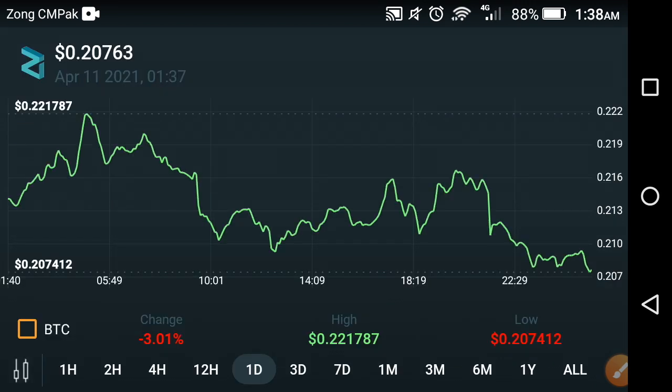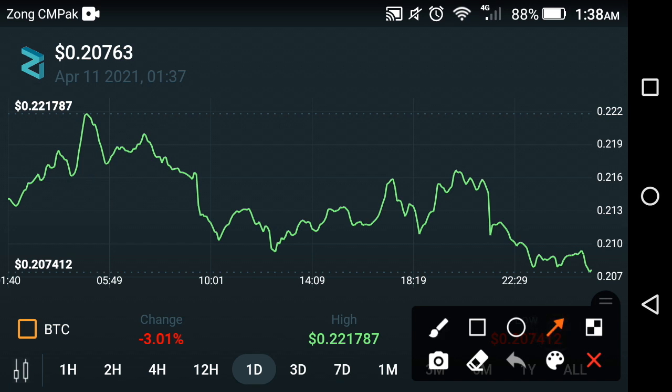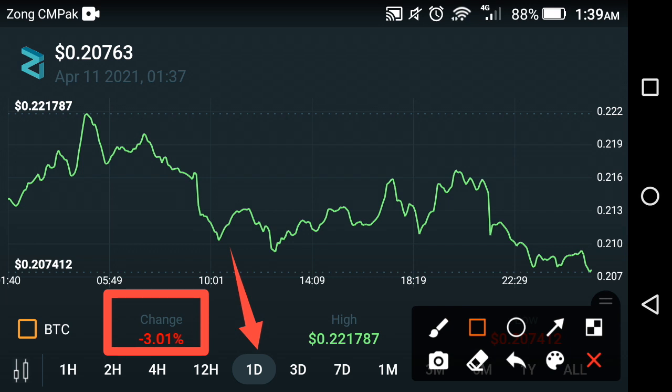Friends, as you can see now on the screen, that is the last 1 hour price prediction, the change occurring in the Zilliqa coin you are watching now, friends. The change in the Zilliqa coin in the last one day is negative 3.01%, and the high price is $0.221787, the high price of the Zilliqa coin in the last one day, friends.